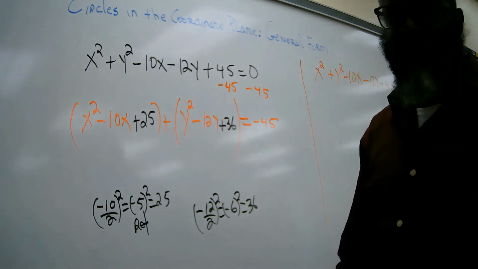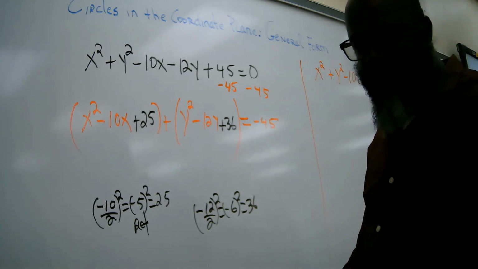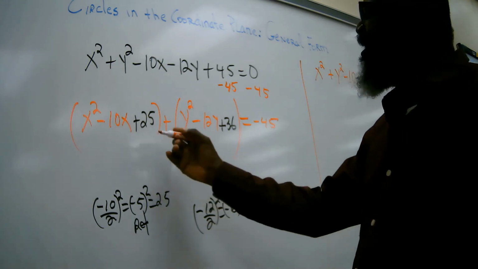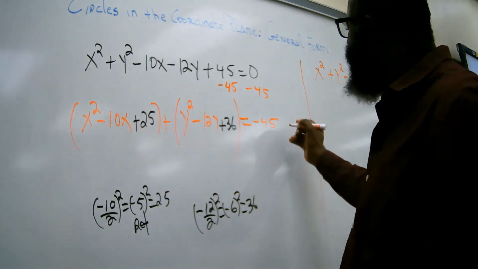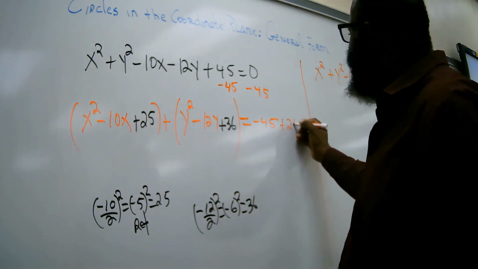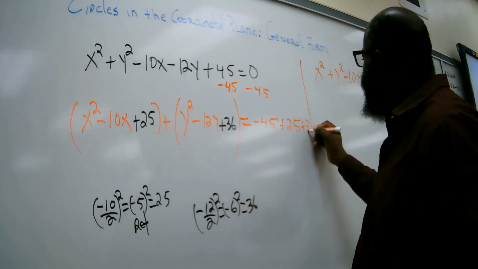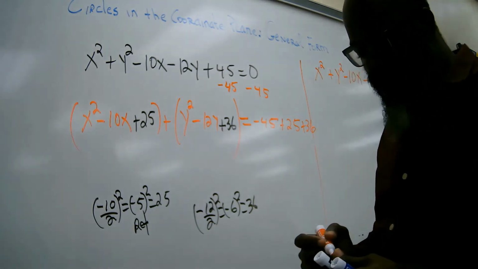Oh look, we've been adding on one side, and we have nothing on the other side. So let's balance our equation. Since we added 25 on that side, we have to add 25 on the other side. And we also added 36 on that side, we have to add 36 on the other side. Then your equation is balanced.